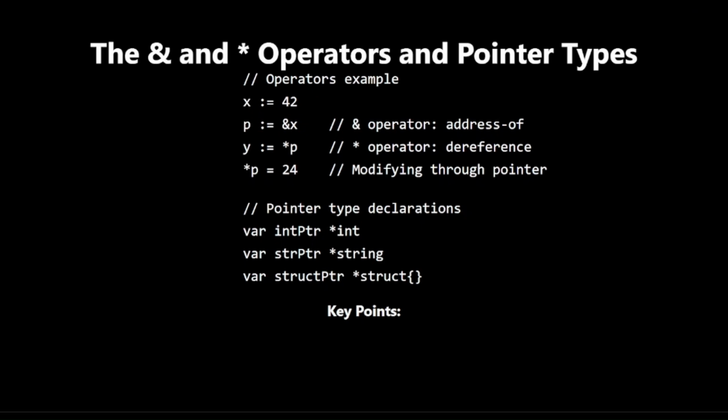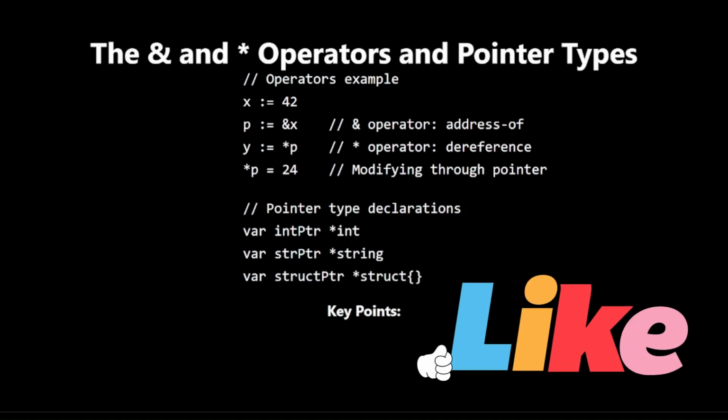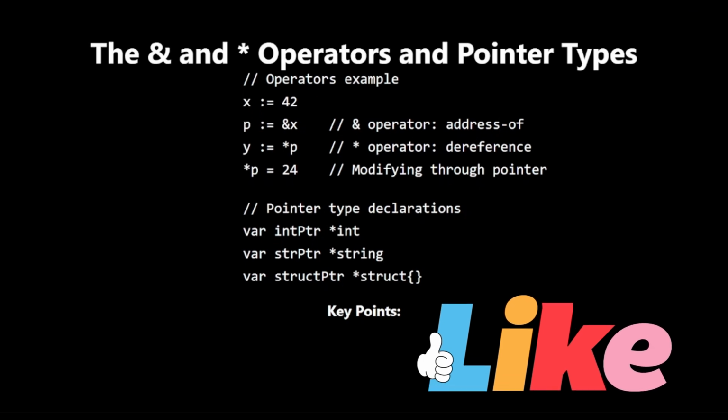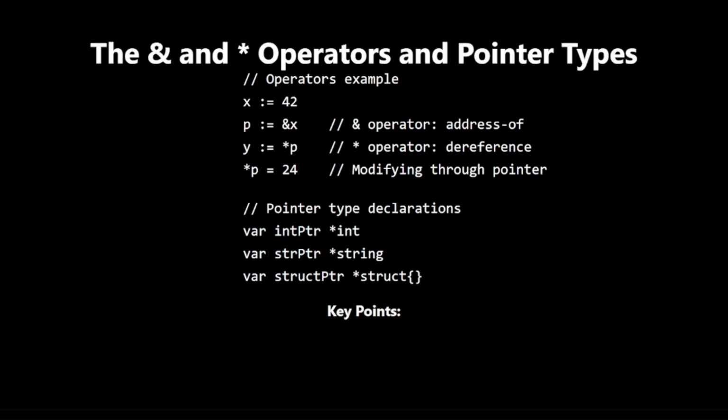The power of pointers is that they let us indirectly access and change values. This is super useful when we want to modify variables in functions or work with large data structures efficiently. Remember, & gives us a pointer, and * lets us work with the value a pointer points to. And every pointer in Go has a specific type it points to.